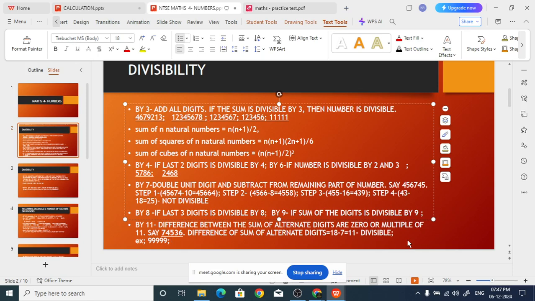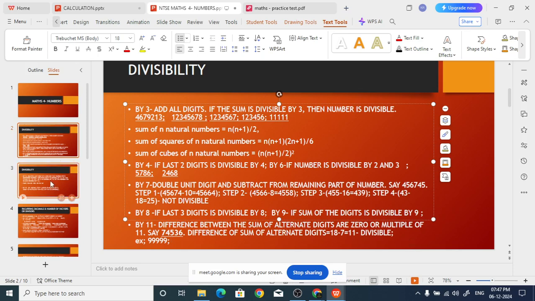No, sir. Because if you add those alternate digits, 9, 9, 9, it comes to 27. And if you add the other two, 9 and 9, it is 18. 27 minus 18 is 9. 9 is not divisible by 11, so the number is not divisible by 11. Okay? Like that you have got it.